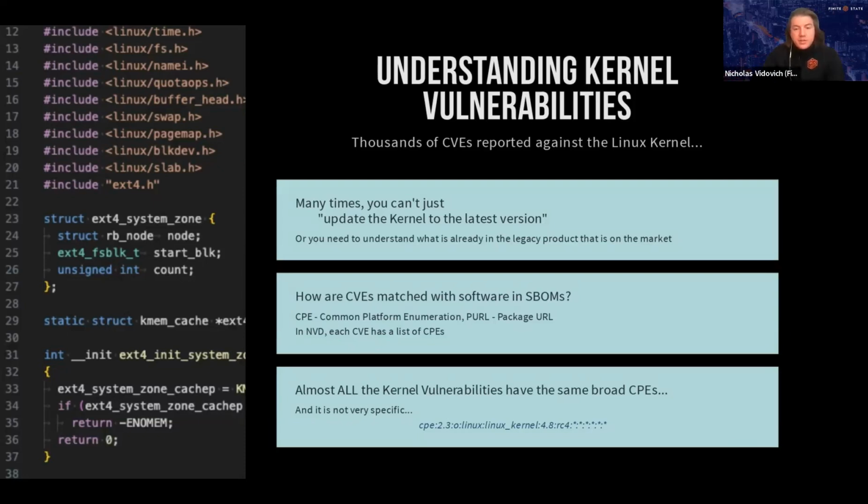Another little brief piece of information here is, how do we match CVEs with the software that we put in the SBOMs? There are two terms here, another set of acronyms: CPE, which is Common Platform Enumeration, and PURL, Package URL, which are the two main ways that you correlate a piece of software with the known vulnerabilities. This is important to note because in the National Vulnerability Database, every CVE has a list of CPEs, word salad or letter salad there for you, but almost all of the kernel vulnerabilities have the same and very broad CPEs, these descriptors that let you correlate software, and they're not very specific.